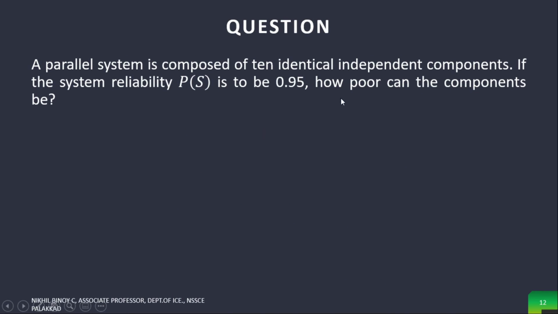Now note down this question and give me the answer. The question is, a parallel system is composed of 10 identical independent components. Means the probabilities of these 10 independent units are the same. Now here the system reliability is given. If the system reliability is P of S equal to 0.95, how poor can the component be? Means they are asking the probability of each unit. All units have the same probability and they are asking the probability of individual components. So please give me the answer. And with this question, with this solution, we can stop today's class.